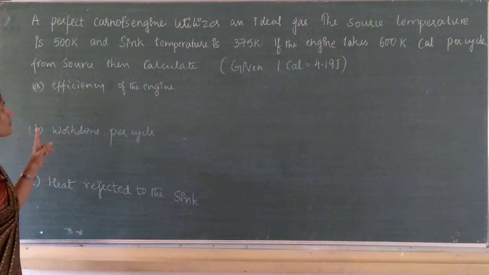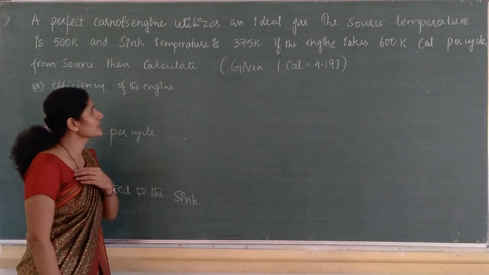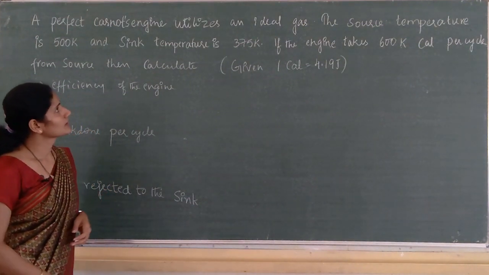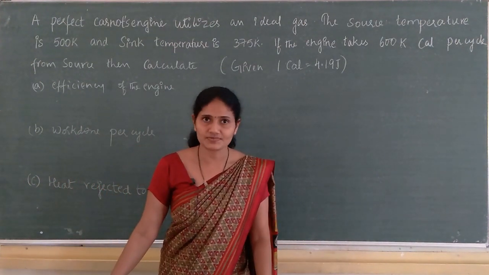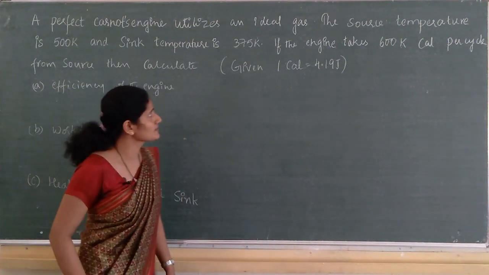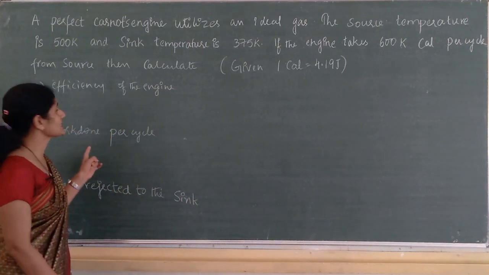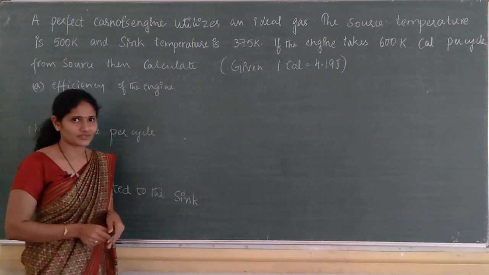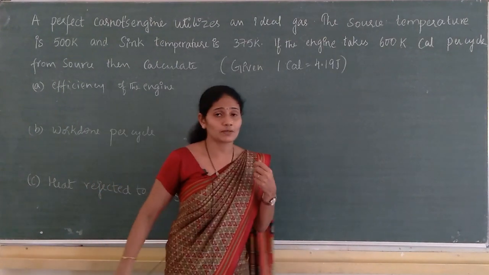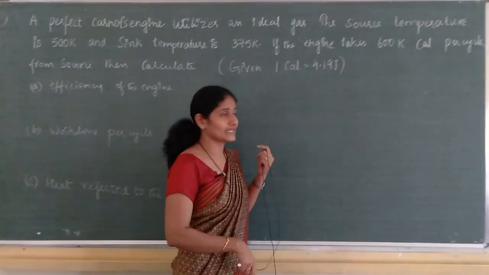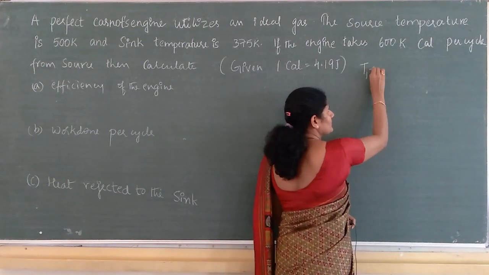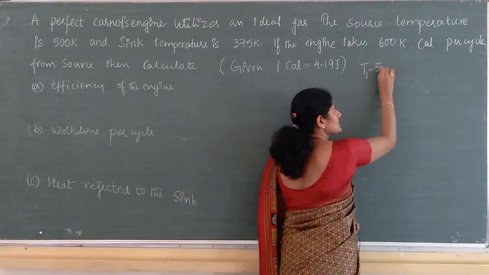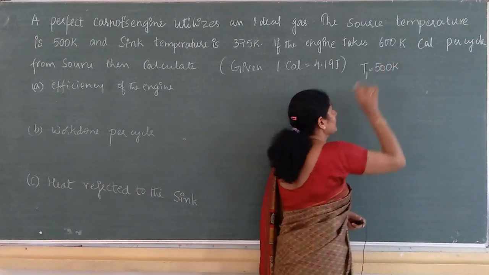So, this is the next problem. A perfect Carnot's engine utilizes an ideal gas. We know that in case of Carnot's heat engine, working substance is nothing but the ideal gas. The source temperature is 500 Kelvin. That means the temperature of the hot reservoir is 500 Kelvin. So, T1 is given. T1 is the temperature of the source, which is nothing but 500 Kelvin.